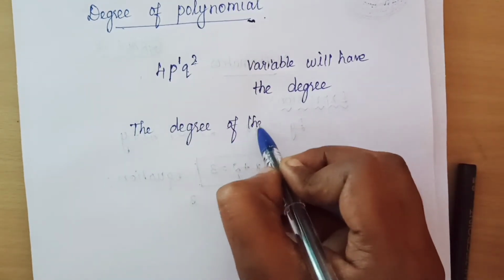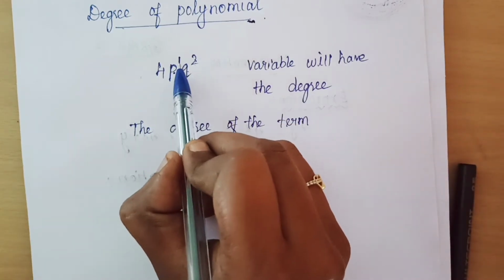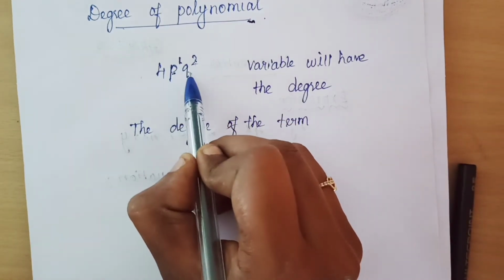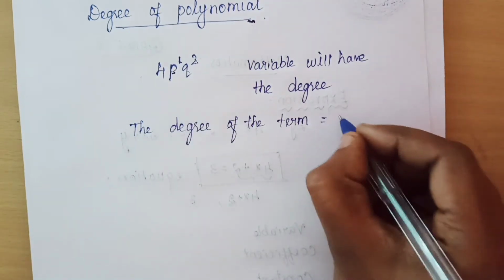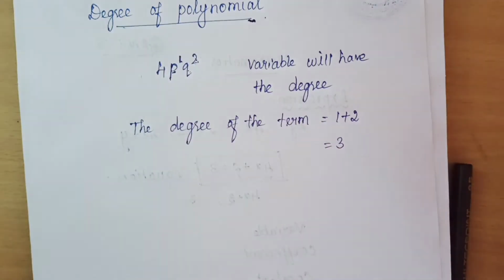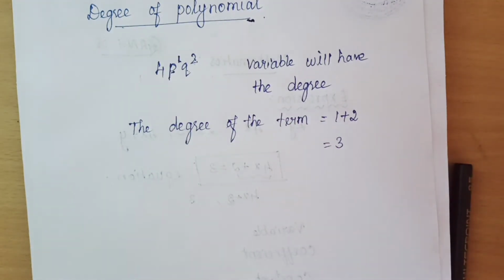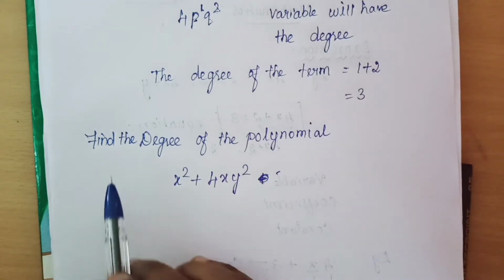The degree of the term is very simple: just add the values. What is the degree of p? 1. What is the degree of q? 2. So 1 plus 2 is 3. So the degree of this term is 3. Clear?